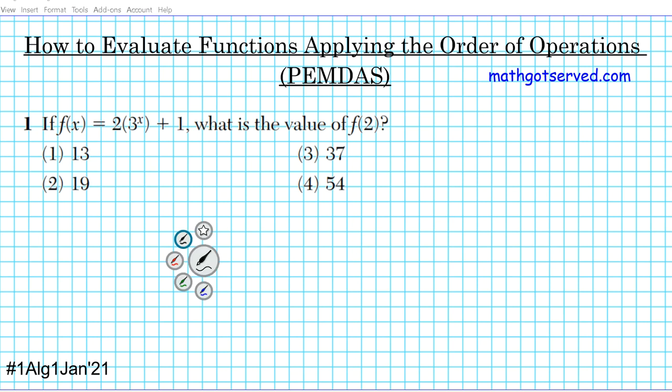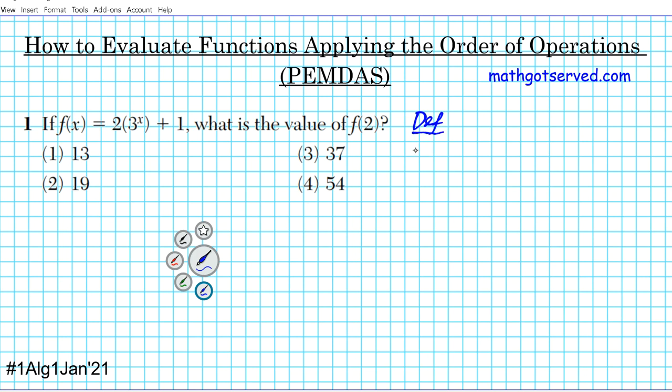All right, in question number 1, we're going to be taking a look at how to evaluate functions and apply the order of operations in the process, okay? Question 1 reads, if f of x equals 2 times 3 to the x plus 1, what is the value of f of 2? So let's go ahead and recall what f of a particular value is, all right? So let's recall that real quick.